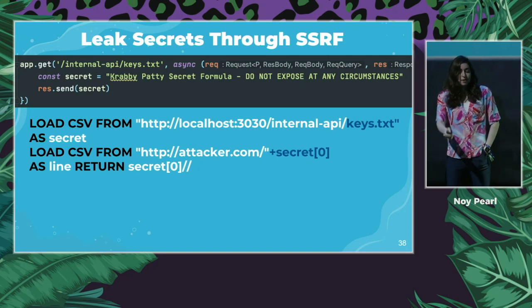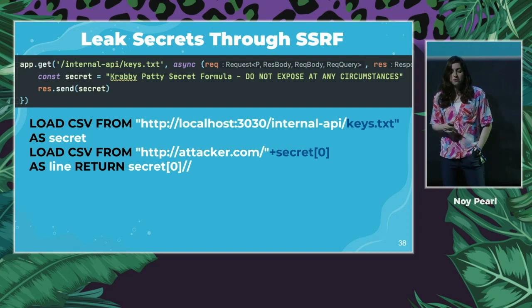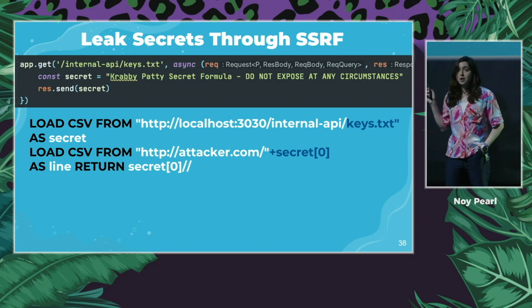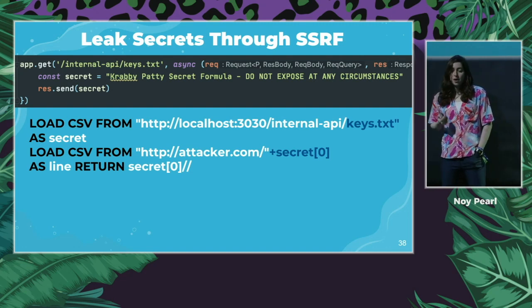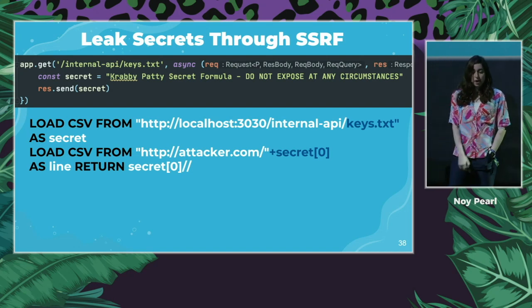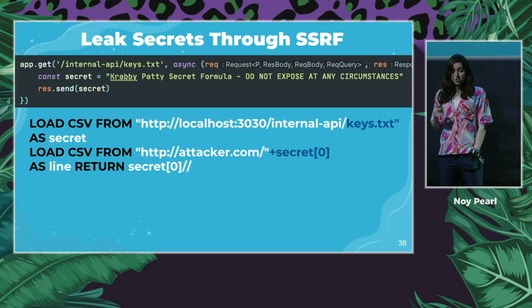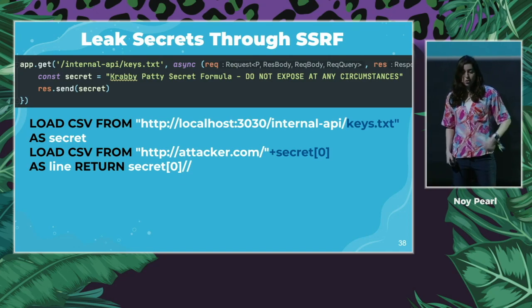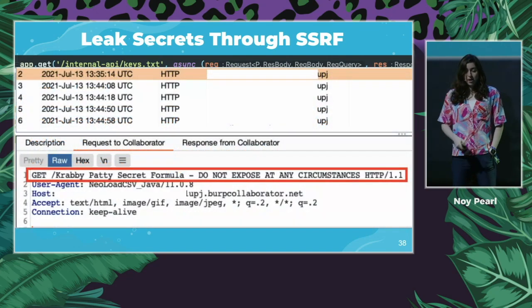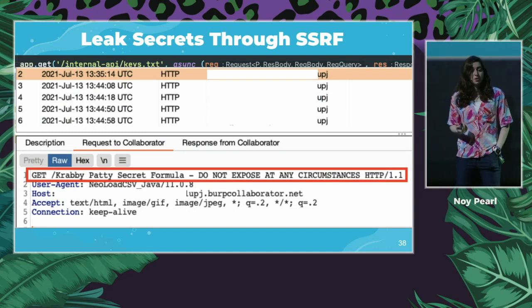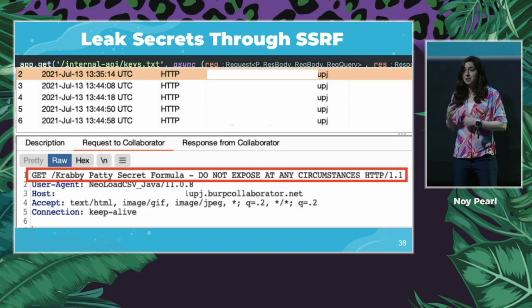Again, dismiss the last line. But we will use two LOAD CSV FROM right here. The first one will be to get the actual secret value from the other server. And as you can see, there is a keys.txt at the end. We will save this value as secret, and then we'll use LOAD CSV FROM again. We will use the URL to our own server this time with the secret appended at the end. So what will actually happen right here is that we will eventually get the secret leaked outside to us. And this is a secret that was sitting inside a different server, not in the server that we had the injection of. So this is an example of how we can actually escalate to other machines as well.